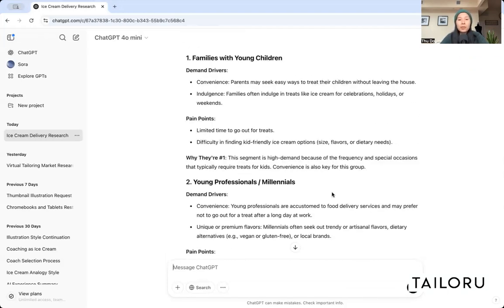The next question that I would be curious about is what the market size is for these two segments. So I'm going to say, please share an estimated market for the top two segments. The total addressable market, or TAM, is a concept to figure out, of the whole market of ice cream and within those people that fit these profiles of families with young children or young professionals and millennials, what market size a service like an ice cream delivery can address.